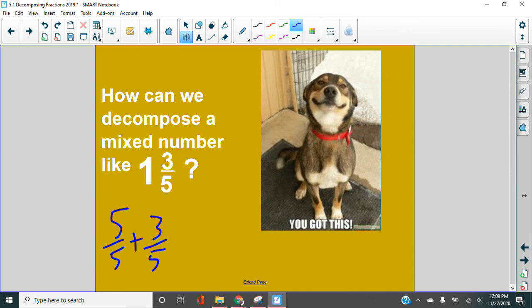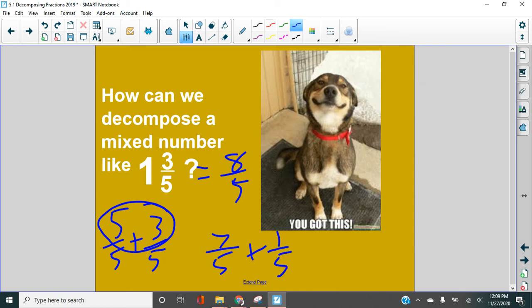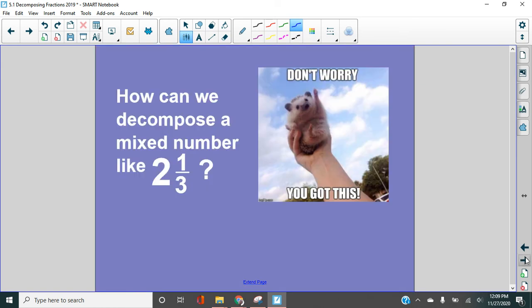What's another way that we could get to this, right? This is going to be 8/5 because this is also equal to 8/5. What's another way we can decompose that number and get to 8/5? Okay, could have done 7/5 plus 1/5 or many other different ways.